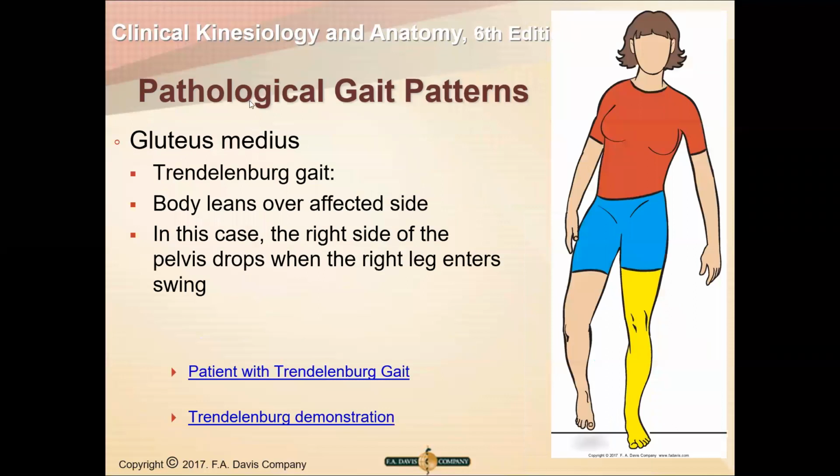Then we have our glute medius gait, which is also called our Trendelenburg gait, right? Trendelenburg sign you guys learned about. Well, Trendelenburg gait is nothing more than repetitive Trendelenburg signs, right? The body leans over the affected side. In this case, the right side of the pelvis drops when the right leg enters swing phase. So let's talk through this. Do you remember talking about Trendelenburg with Dr. Johnson? So when I pick up my right foot to go through swing phase, my pelvis is going to drop.